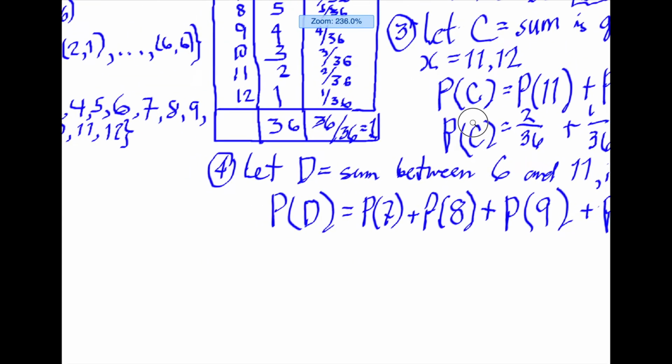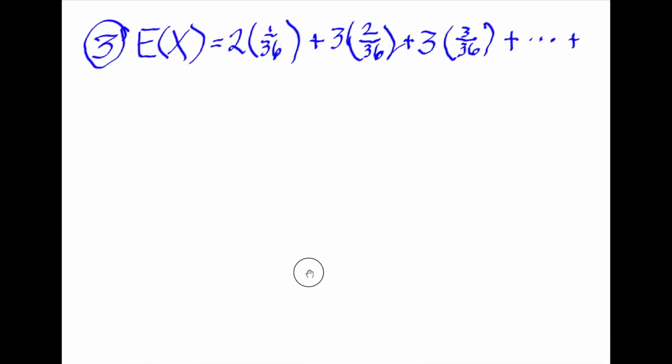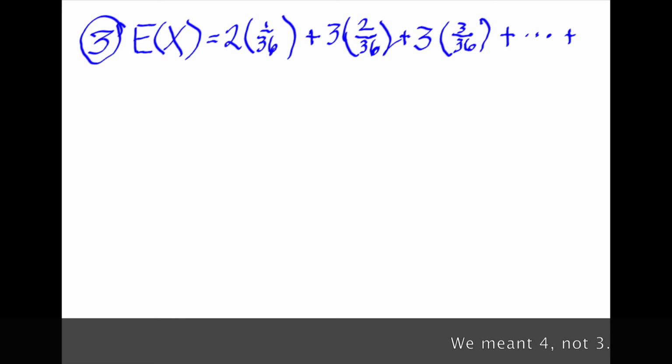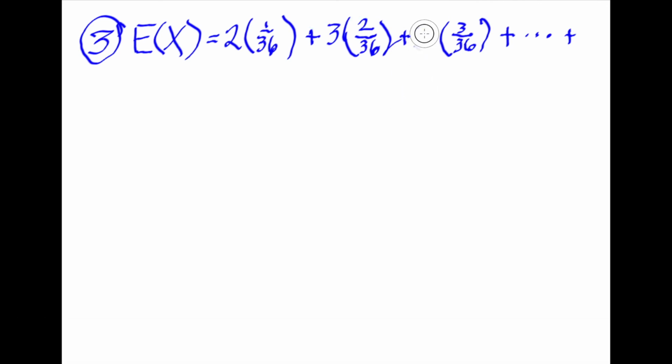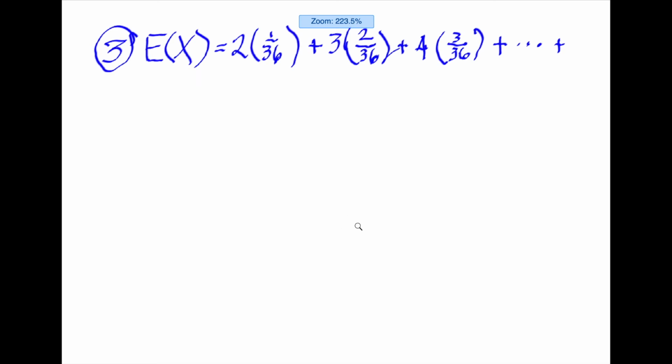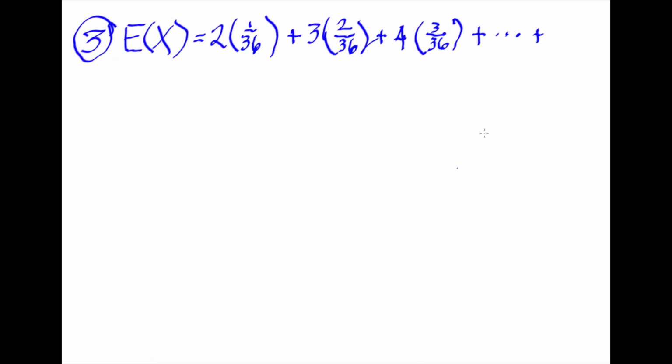So let's do that. Oops, sorry, this should be 3. My goodness, so that should be 3. So this will be 4. Should be 4. And then we continue again. Like I said, we continue until we reach 12 times 1 over 36.